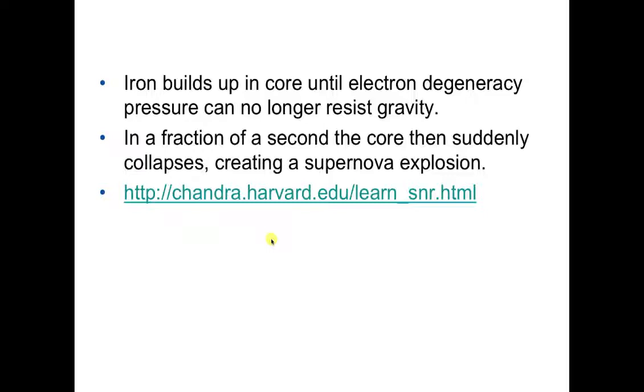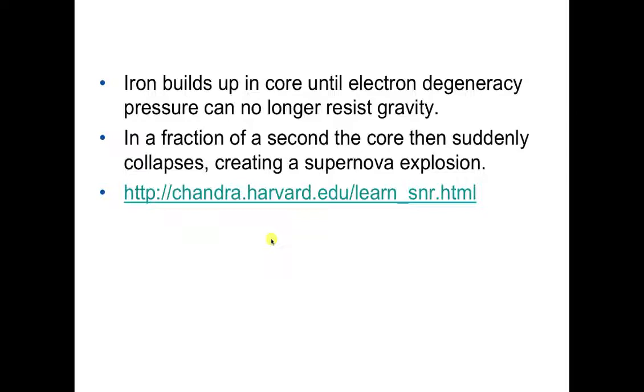So iron builds up in the core until electron degeneracy pressure can no longer resist gravity. But if gravity can squeeze strongly enough, which it can in the highest mass stars, in a fraction of a second gravity can squeeze that core so tightly that the electrons combine with the protons and become neutrons, and you're left with a ball of neutrons. And this results in a massive explosion called a supernova explosion. Exactly how the explosion occurs is still unanswered. There are some good ideas about how it happens, but it's still not something that we know 100%.